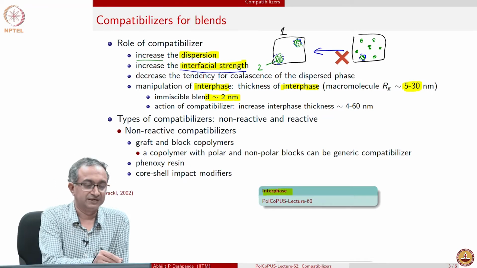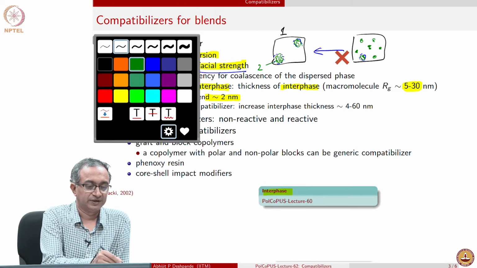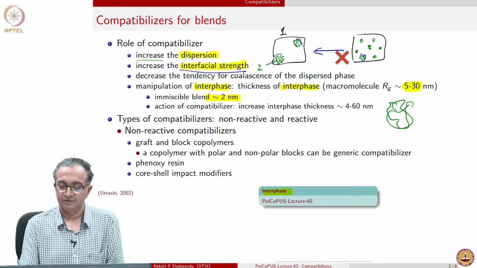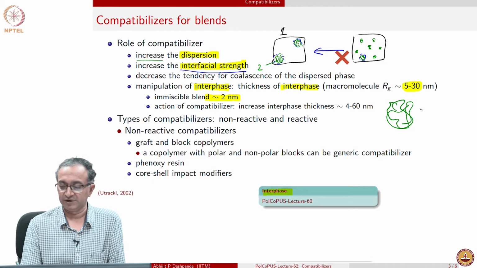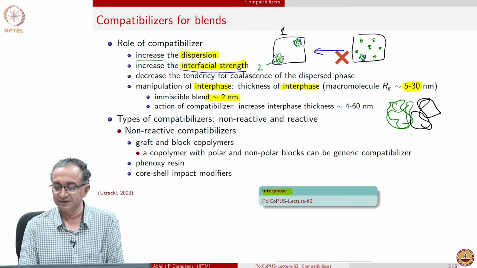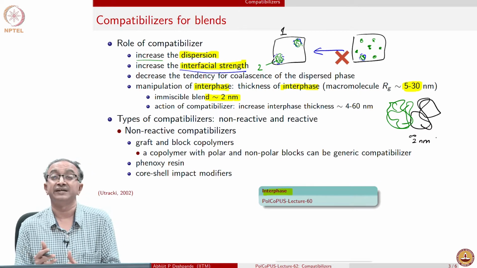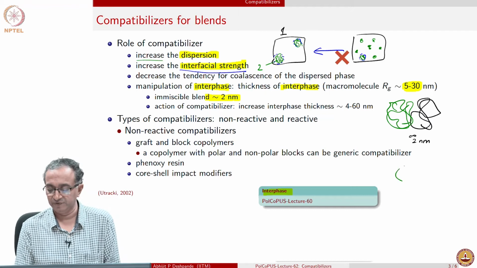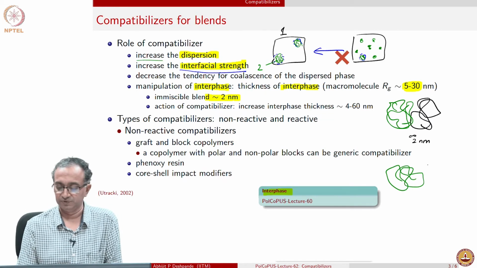Just to depict this, what we are trying to say is that if we have macromolecule 1 and then there is another macromolecule, and you have an interface which is very small, let us say 2 nanometers, then there is hardly any interaction between these two macromolecules. But we could have a system where we have some amount of interpenetration between these two different molecules.